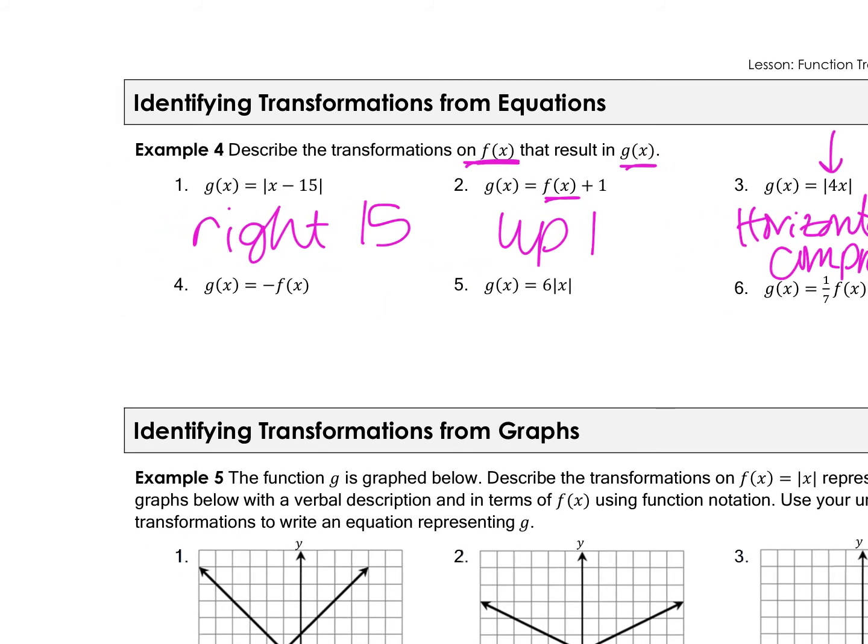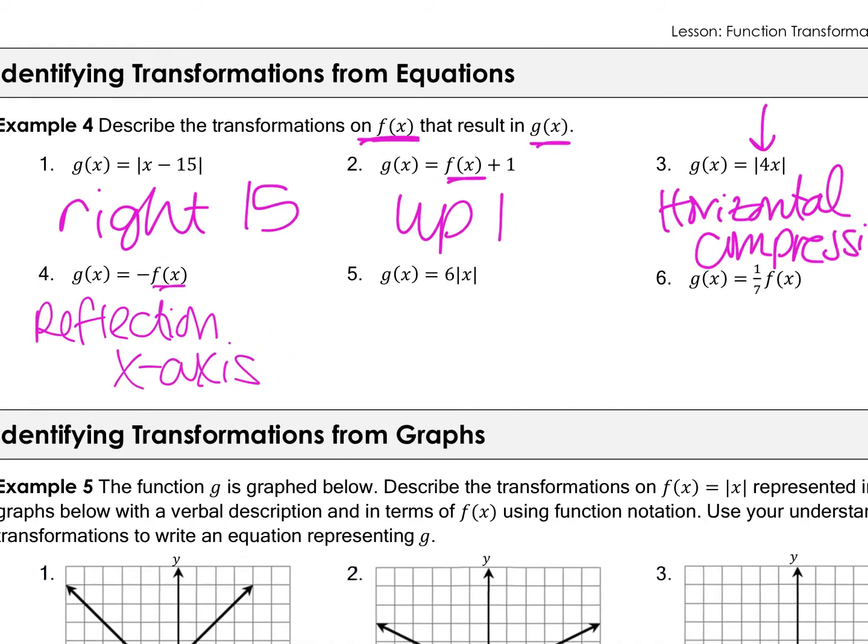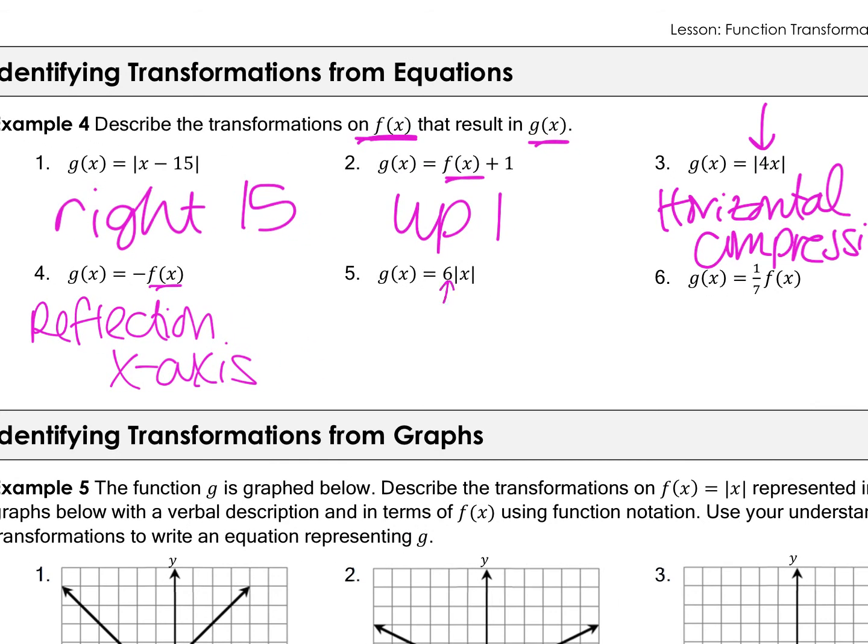Notice on 4, we have f of x, which is our parent function, but we're putting a negative on the outside. That's going to be a reflection over the x-axis. And then we have 6 on the outside. That is a vertical. Since it's greater than 1, it's going to be a stretch by 6.